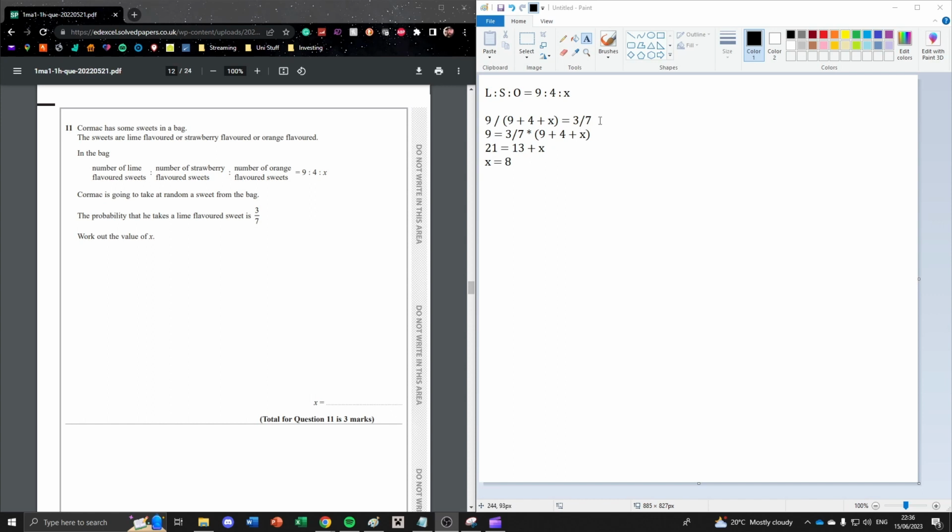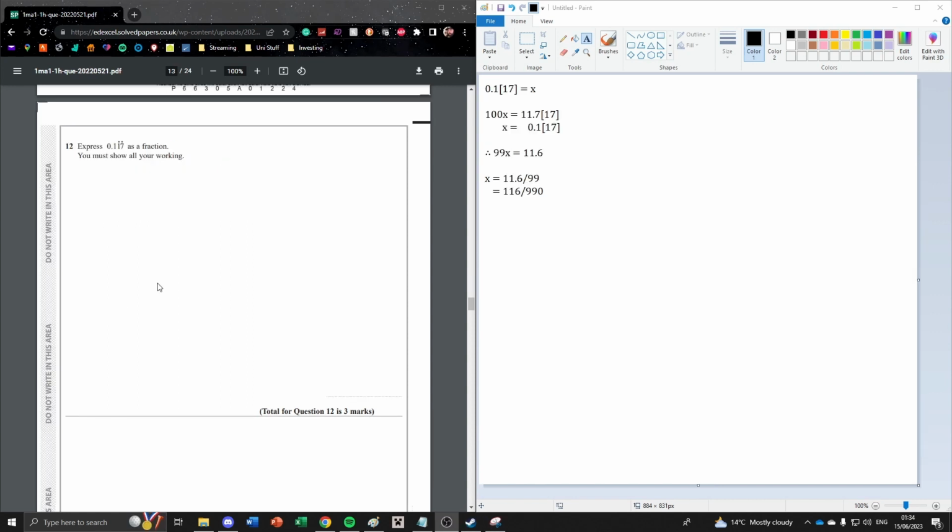So we can now rearrange this to solve for x. First multiplying both sides by 9 plus 4 plus x to get this out of the denominator. So we get 9 equals 3/7 times 9 plus 4 plus x. Then we can multiply both sides by 7/3, which will get rid of this fraction here because 7/3 times 3/7 is 1. And so we have 21 equals 13 plus x. Finally, we can subtract 13 from both sides and we obtain 8 for our answer for x.